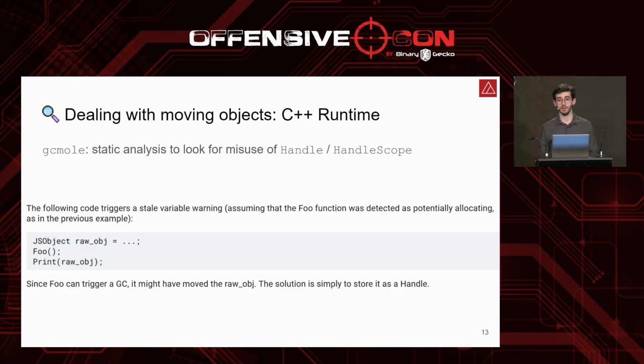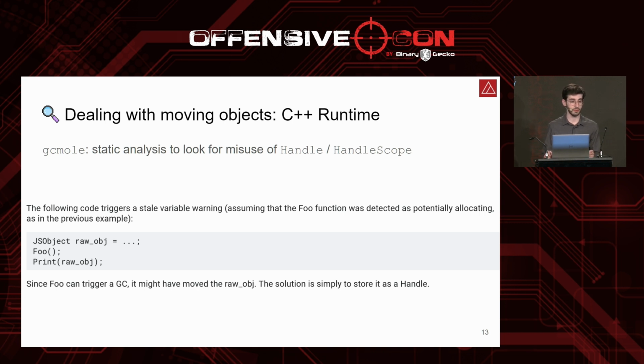And conversely, using a handle when GC cannot occur leads to bad performance. They have some tooling in the V8 project, namely this GC mole tool, that tries to statically look for handle misuse. So it tries to look for patterns such as the one described in the README, where a reference is declared, but without a handle, for example. Then garbage collection is triggered, and the reference is later used.